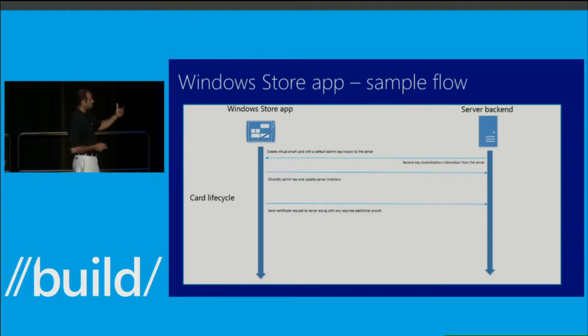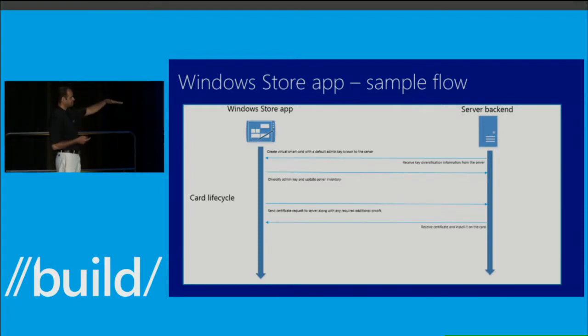Once the card is created and provisioned, then you send a certificate request to the server with additional proofs, and I'll talk about those later on as well. And then the server sends the client app back a certificate that you install. So at this point, the virtual smart card is ready for use. You have a smart card that has a PIN and that has a certificate and a private key on it that the user can use to authenticate or perform cryptographic operations.